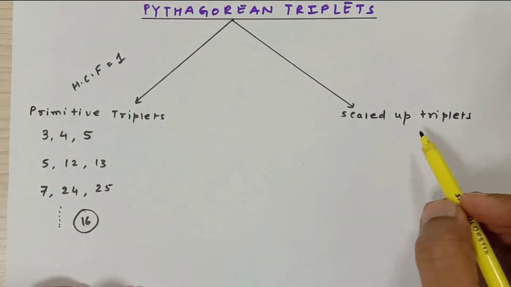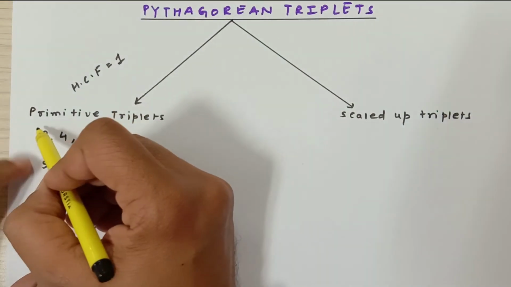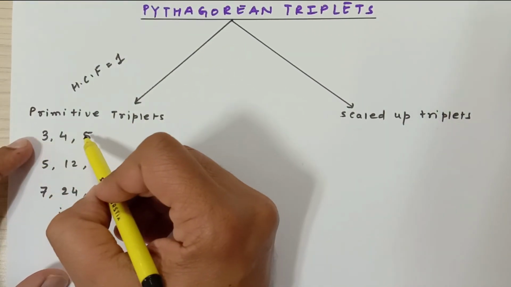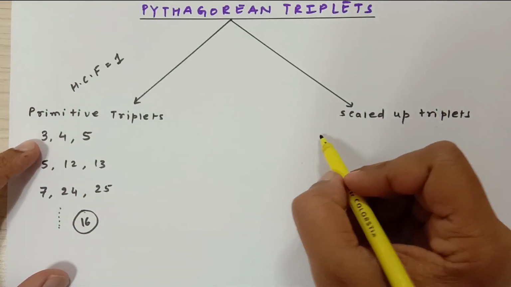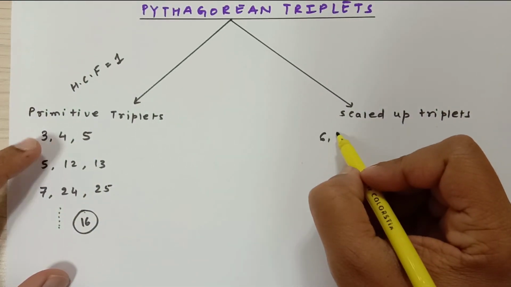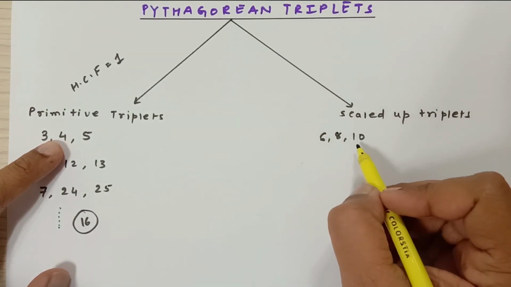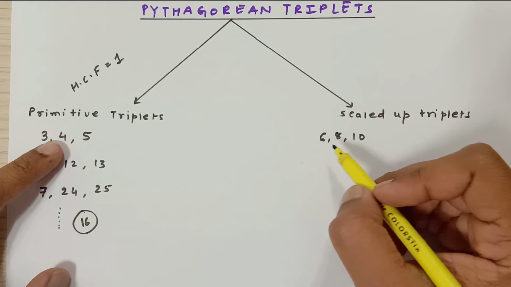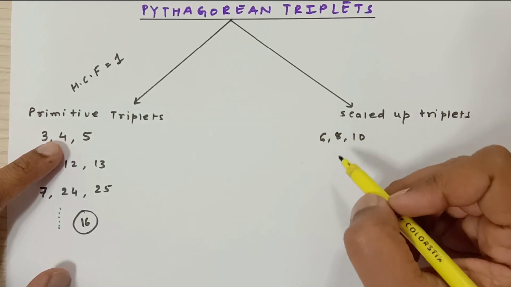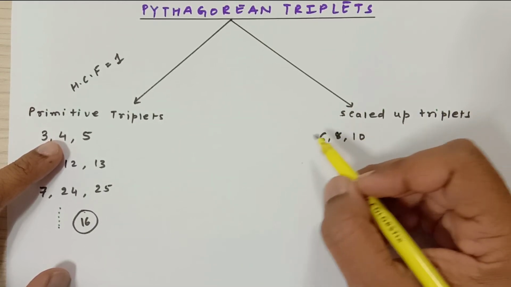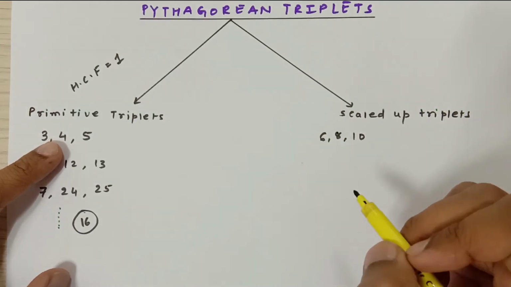Now, what does a scaled up triplet mean? Suppose I multiply all three numbers by 2, so I'll get 6, 8, 10. This also becomes a triplet. You can check it yourself: 6 square plus 8 square, that is 36 plus 64, that becomes 100. So root 100 is 10.